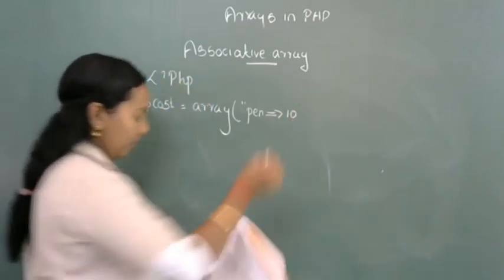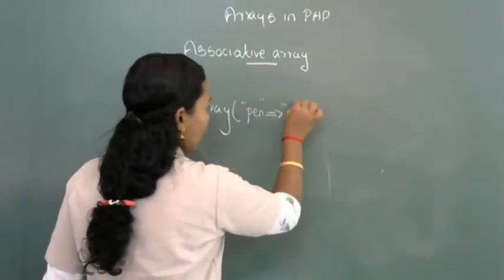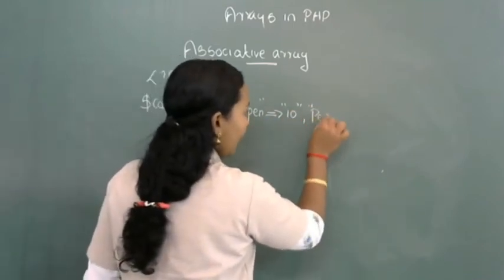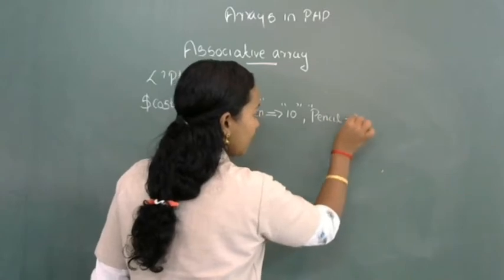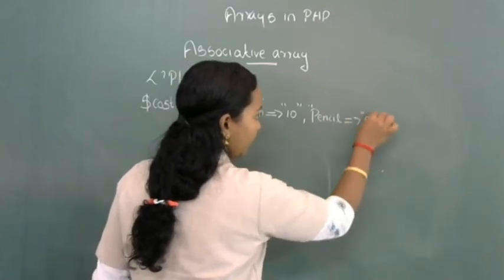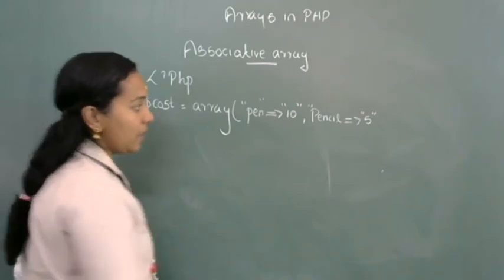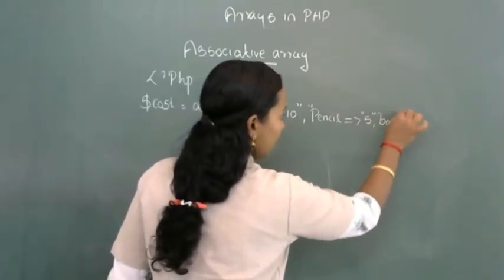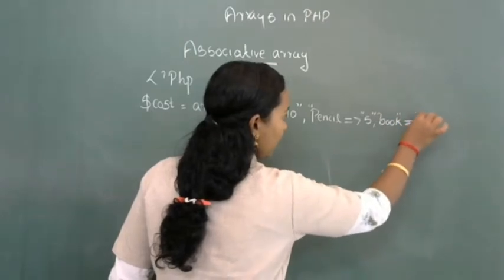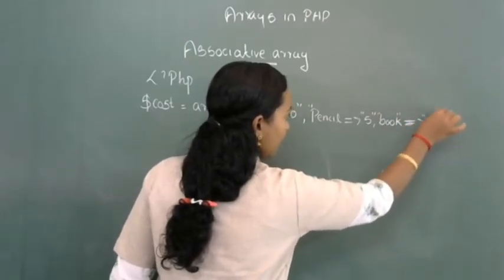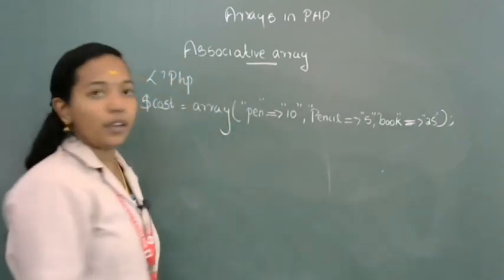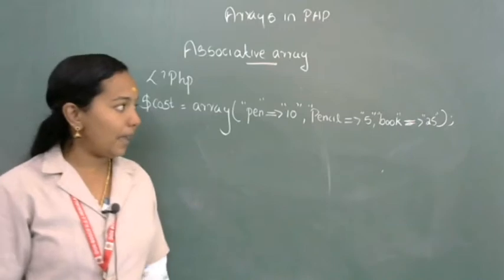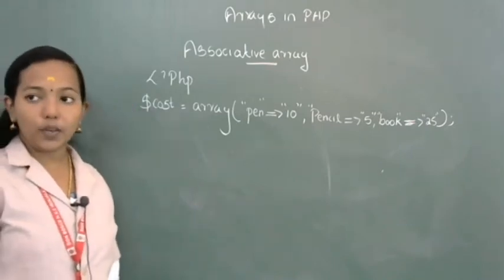Okay, pen, cost of pen is equal to 10, comma, pencil is equal to 5, comma, book is equal to 25. Okay, pen 10, pencil equal to 5, book is equal to 25.